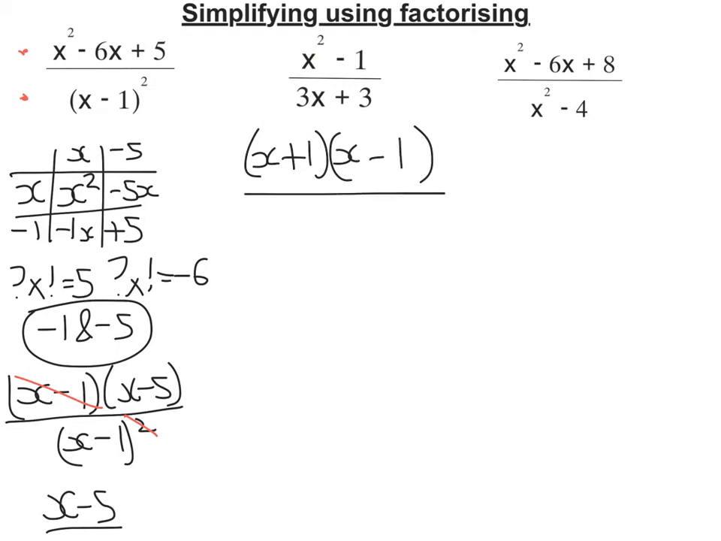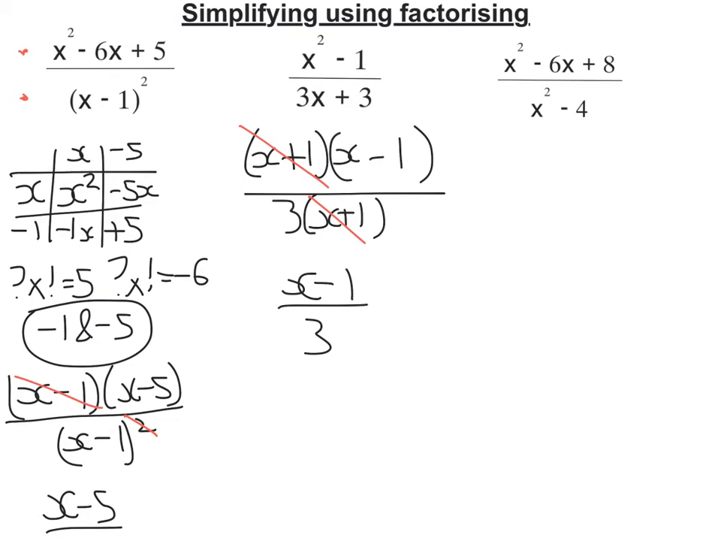Now, the denominator, 3x plus 3. Well, first I check for a common factor. Well, 3 is the common factor, so I can take that out. That leaves me x plus 1. Now I've factorised, I can look to simplify. There's an x plus 1 bracket on the top, an x plus 1 bracket on the bottom, so they can go. So that leaves me with x minus 1 over 3.